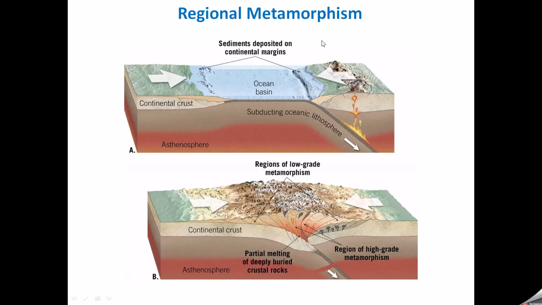Regional metamorphism. Here we have subduction zones, the pressure and heat. And that will lead eventually to mountain building or the collision between the two continents.